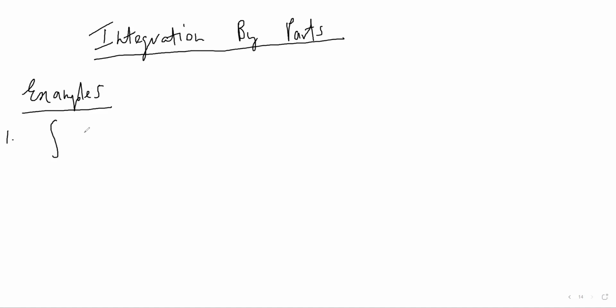Now let's look at the example here. Example 1 for integration by parts. We are integrating x multiplied by cos x with respect to x. So this is the function that we're integrating.